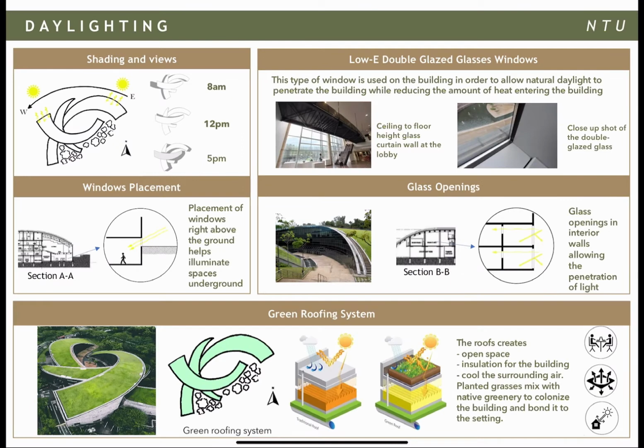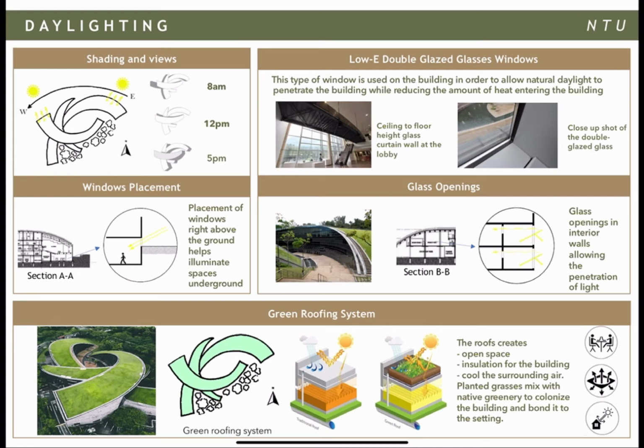We also show some diagrams here to show the shading and the views of the building, specifically at 8 a.m., 12 p.m., and 5 p.m. Low-E double glazed glass windows are applied in this building. This type of window is used in order to allow natural daylighting to penetrate the building while reducing the amount of heat entering the building.